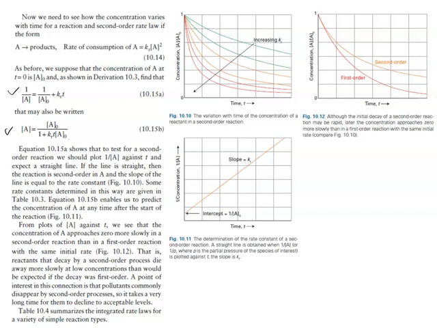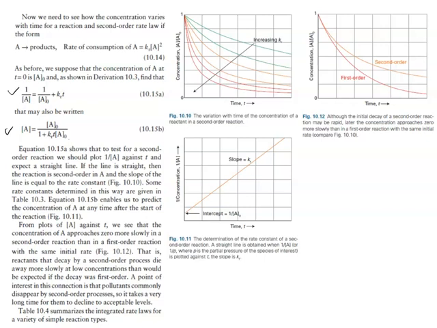Equation 10.15b, the rearranged version, enables us to predict the concentration of A at any time after the start of the reaction. From plots of the concentration of A against t, we see that the concentration of A approaches 0 more slowly in a second-order than in a first-order reaction with the same initial rate. That is, reactants that decay by second-order processes die away more slowly at low concentrations than would be expected if the decay was first order. A point of interest in this connection is that pollutants commonly disappear by second-order processes, so it takes a very long time for them to decline to acceptable levels.